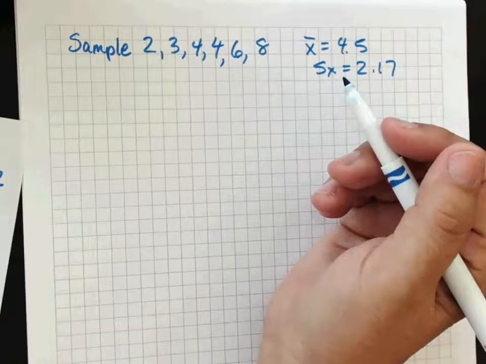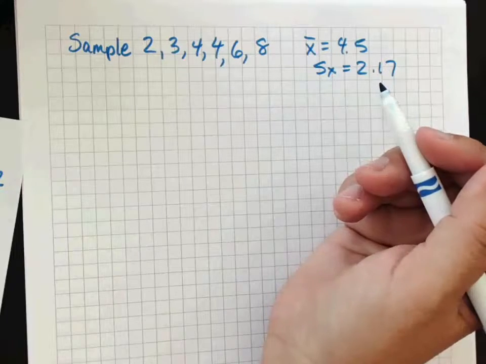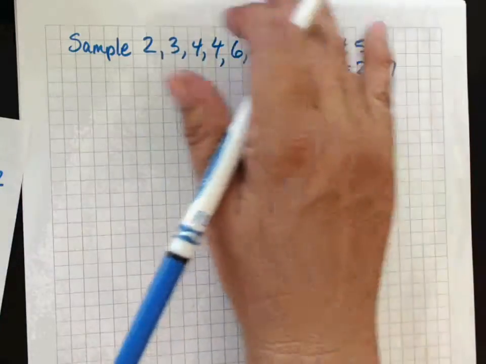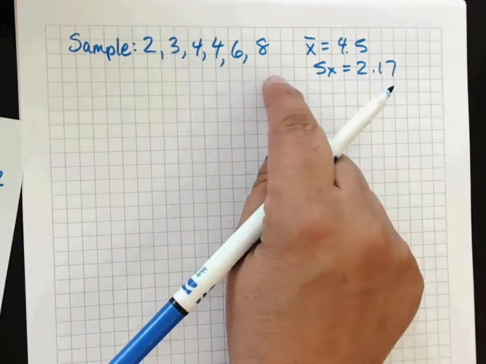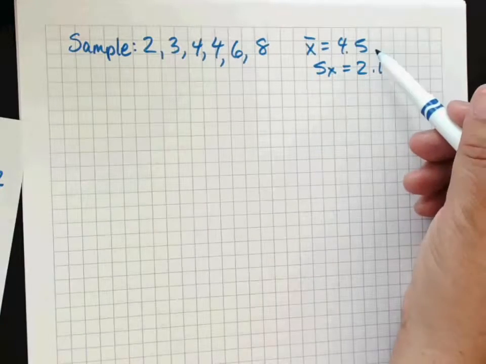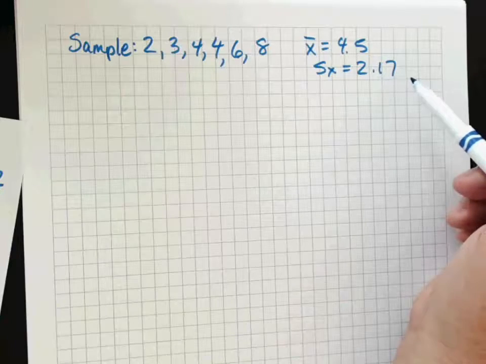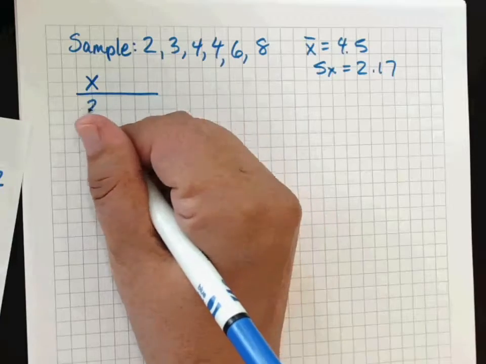Last time we learned one way to calculate standard deviation as a measure of spread. So today we're going to look at a different way to calculate it. I've got the same sample for the first period with the slices of pizza: 2, 3, 4, 4, 6, and 8. You may recall the mean is 4.5 and the standard deviation is 2.17. Now I have another way I can calculate these without actually using the mean.